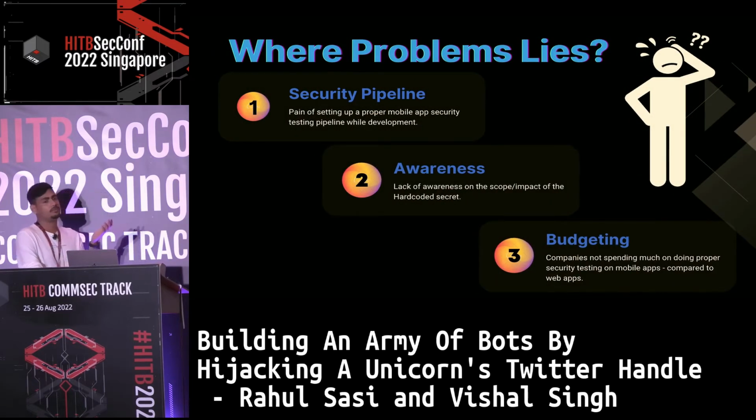So first we'll talk about where the problem lies. Basically, there are no proper security pipelines. Whenever the developer puts code into production, there is no proper security pipeline. While pushing the code to production, it should be sent to the security team for a proper source code review, or he or she can use open source tools for security testing, to check whether any keys or tokens have been hard coded in the code itself.